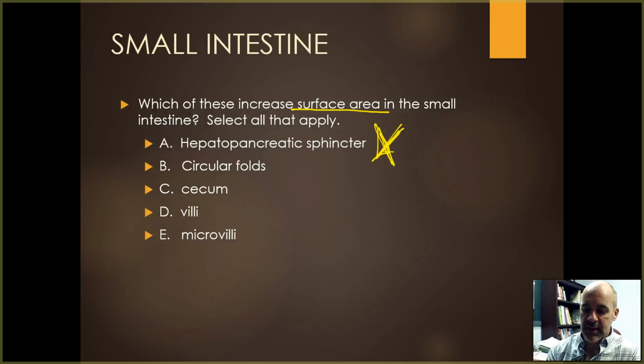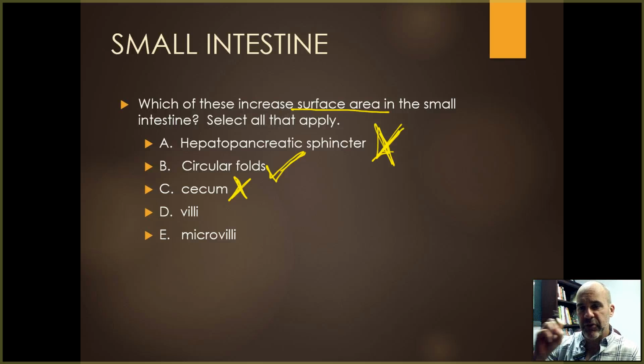Circular folds, yes, those are ring-like structures you have along the inside lining of the small intestine that increase the surface area, and those are on a larger scale, like you can see it with the naked eye type scale. The cecum, no, the cecum is the first part of the large intestine. Villi.